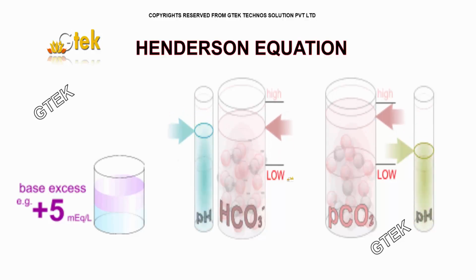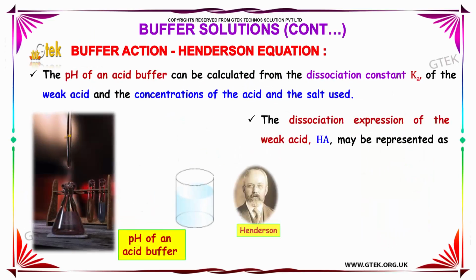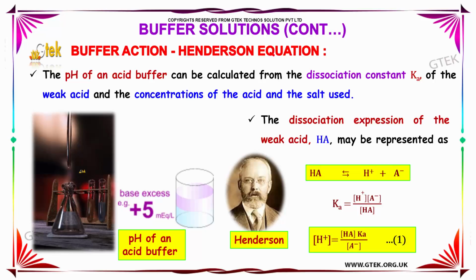Henderson equation? The pH of an acid buffer can be calculated from the dissociation constant Ka of the weak acid and the concentrations of the acid and the salt used. The dissociation expression of the weak acid HA may be represented as HA equals H plus A minus. Ka will be equal to H plus into A minus divided by HA.